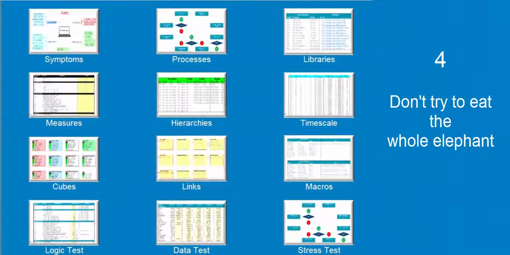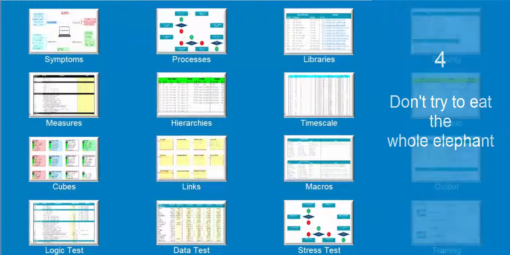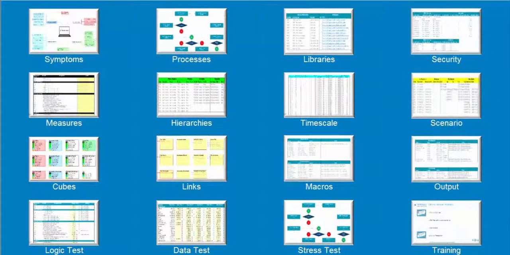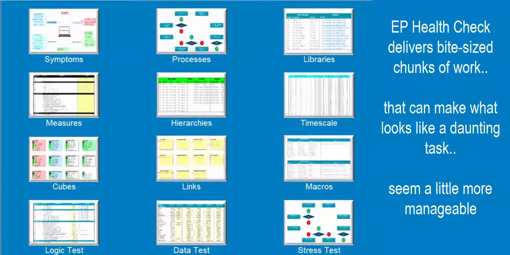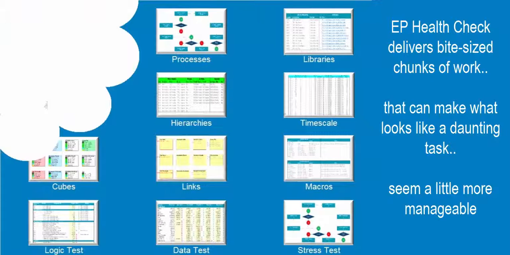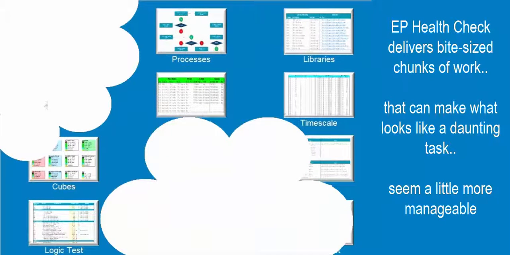Number 4, don't try to eat the whole elephant. EP Health Check delivers bite-sized chunks of work. That can make what looks like a daunting task seem a little more manageable. It just makes sense to do a bit of discovery up front rather than wait until you landed with the whole elephant.